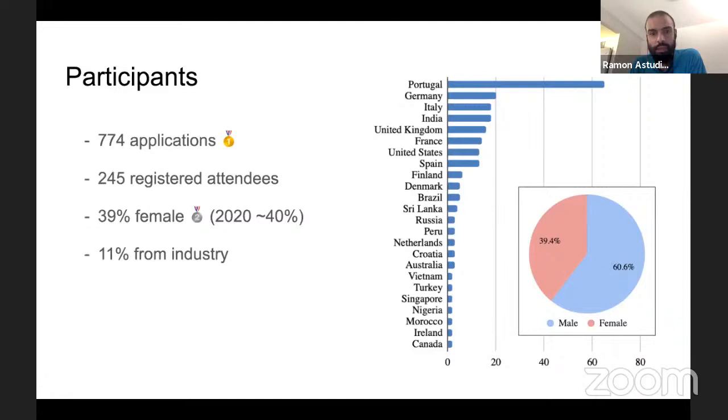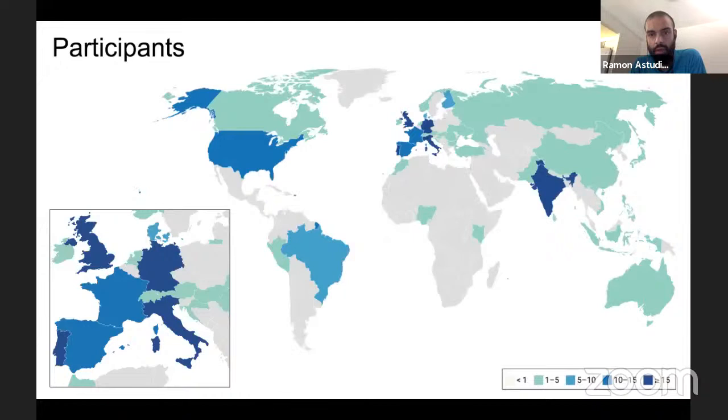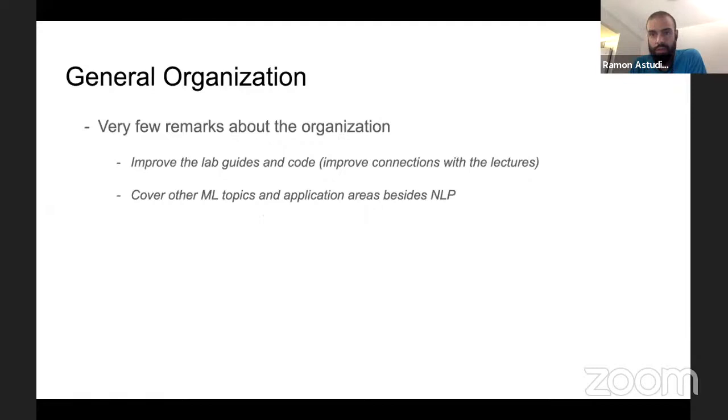So this is a map of all the countries that participated as students in LXMLS. As you see, it's very well spread around. So there was a number of remarks. This is a summary of some of the more important points.